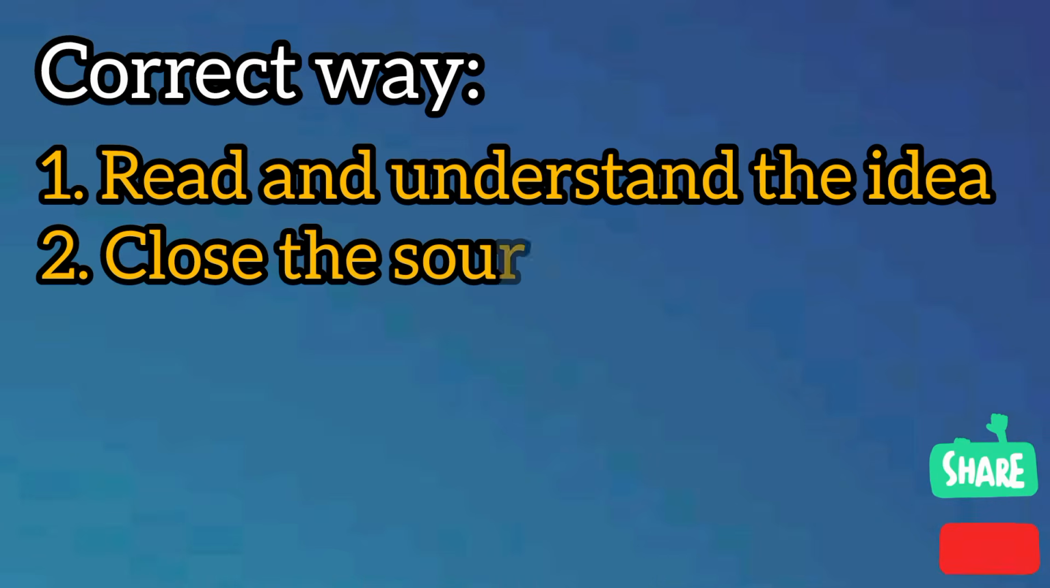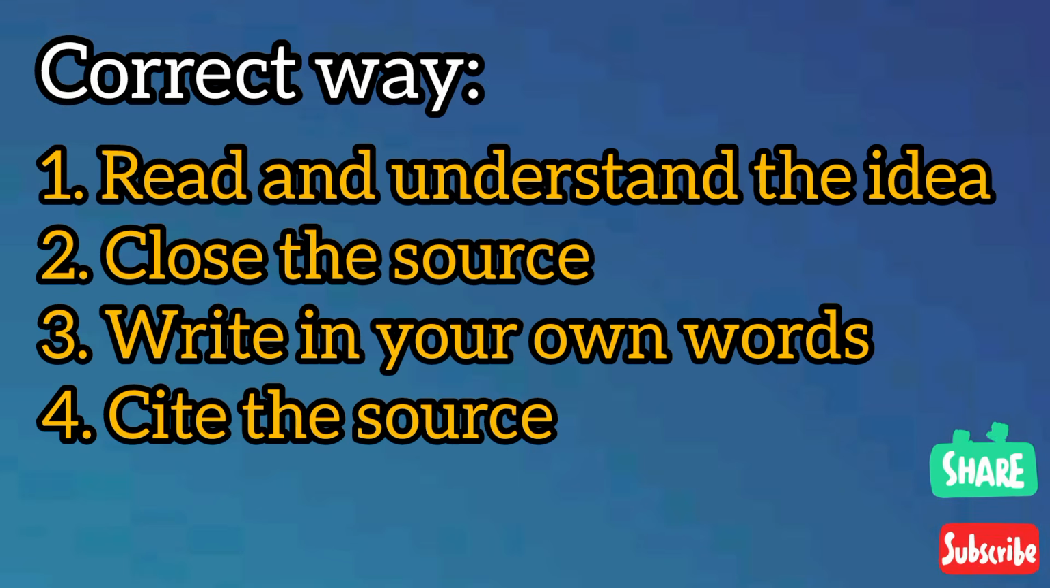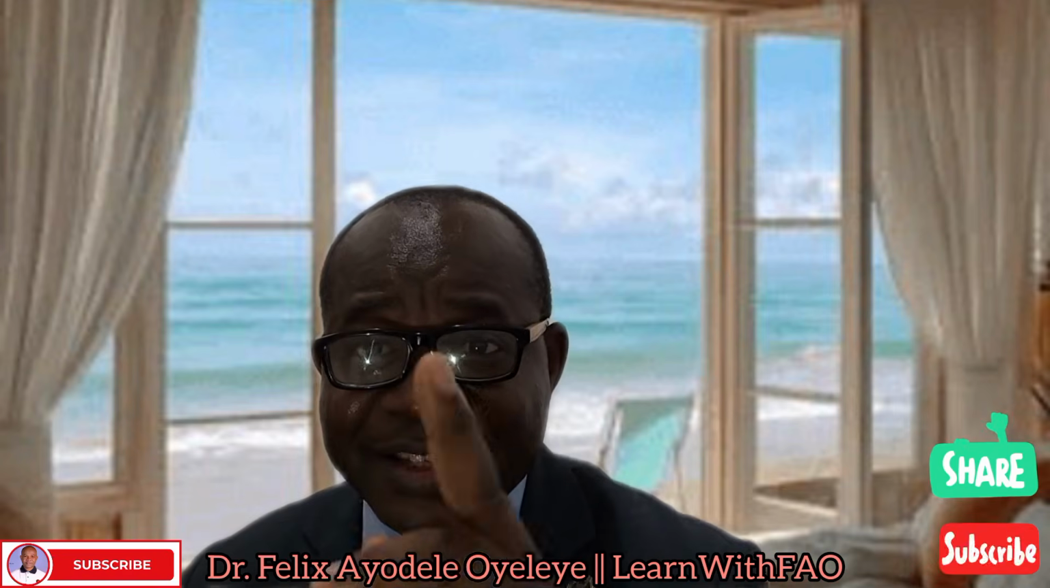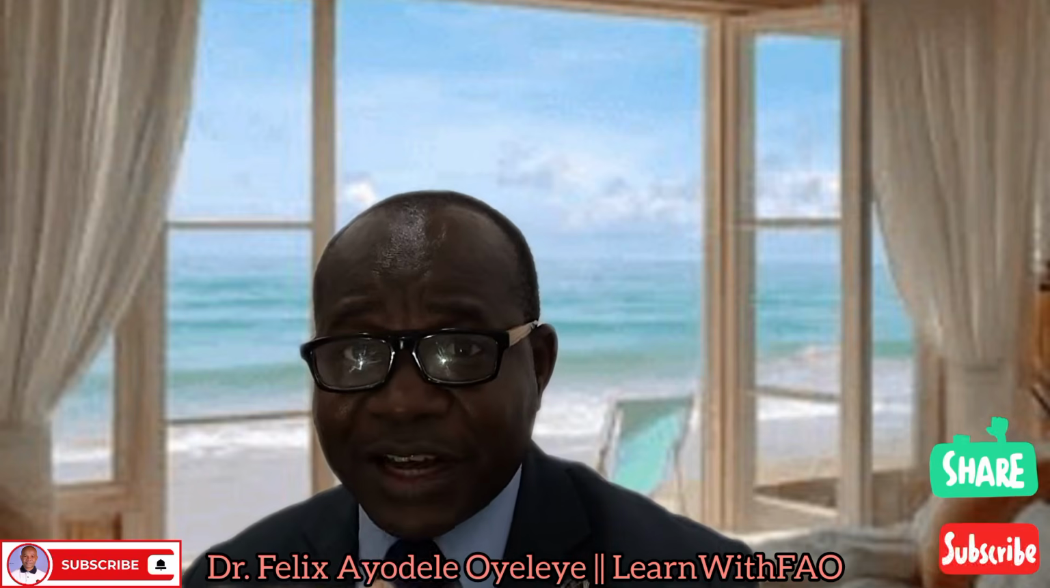Now, let's talk about the right way to paraphrase when it involves scientific writing. The first thing is to read and understand the idea. Then you want to close the source and write in your own words. Cite the source. If your paraphrase still looks like the original, it is not safe.